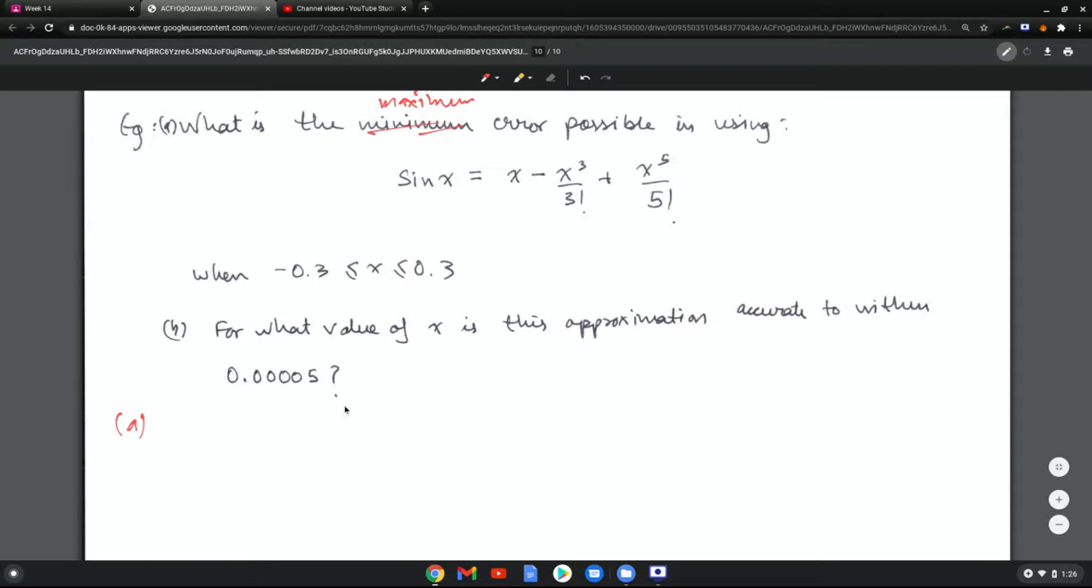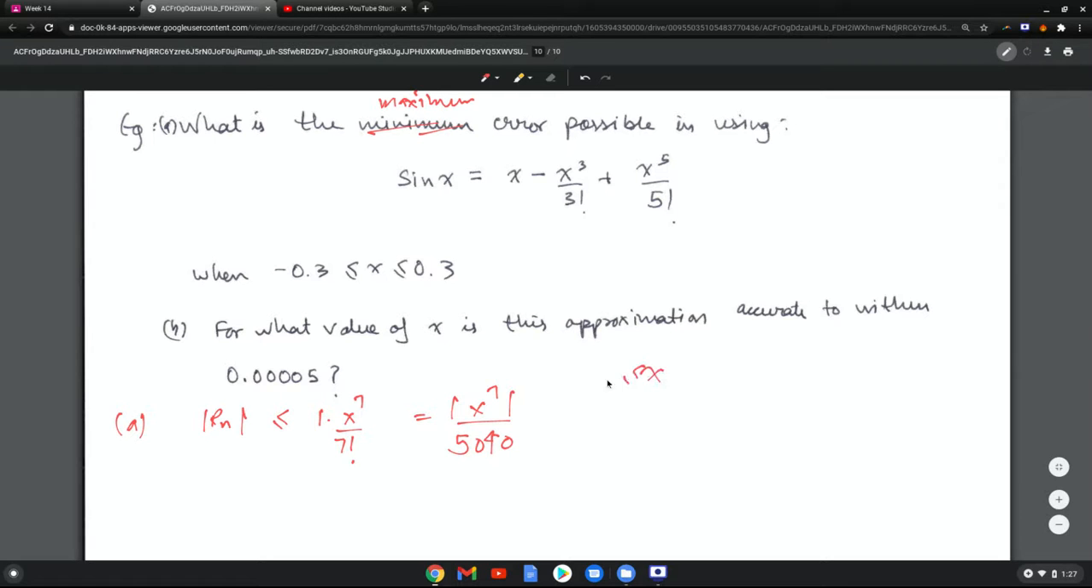So what's the next term? According to our result, the remainder should be less than M, which can be 1 because it's a sine series. That's going to be x to the 7 over 7 factorial. Which means it's at most the absolute value of x to the 7 over 7 factorial, which comes out to 5040.